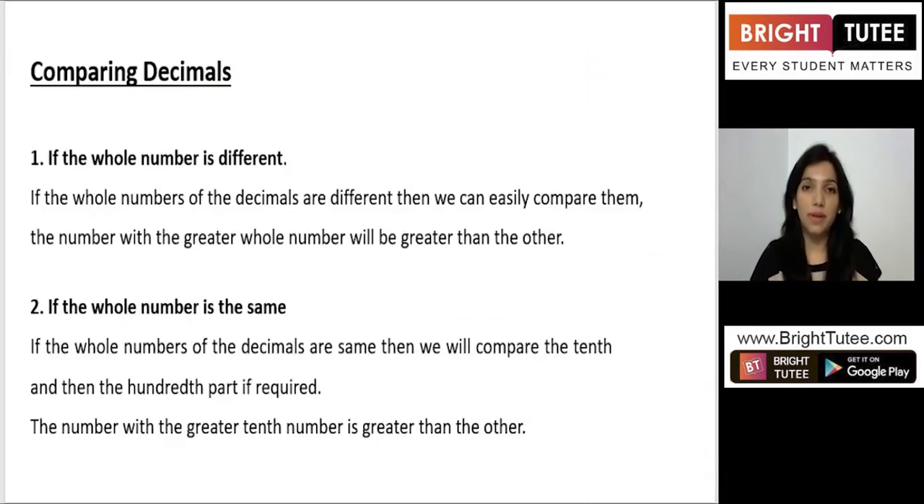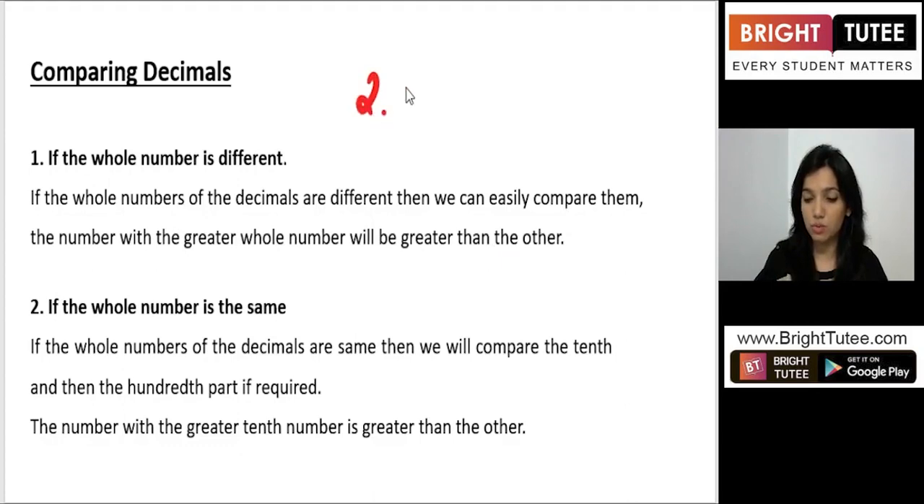Starting with comparing decimals. The first statement says if you are comparing decimal numbers where the whole numbers are different, then we can easily compare them. The number with the greater whole number will be the greater. So let us see an example.